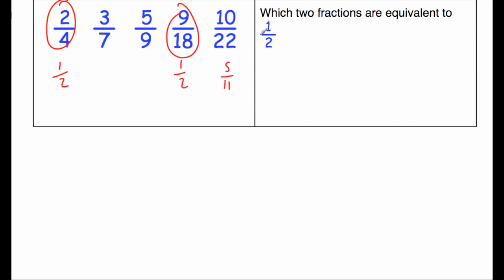Also, another thing to notice is with a half, the denominator is double the numerator. So as you can see with these fractions, 4 is double 2 and 18 is double 9. So you can spot fractions that are equal to a half or equivalent to a half really quickly by just noticing the denominator is double the numerator.